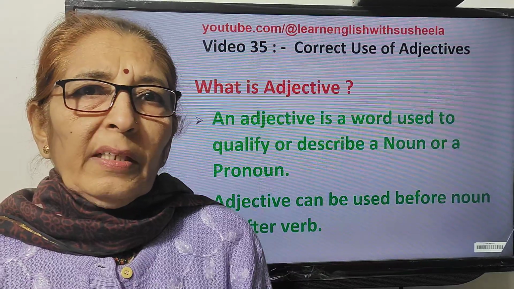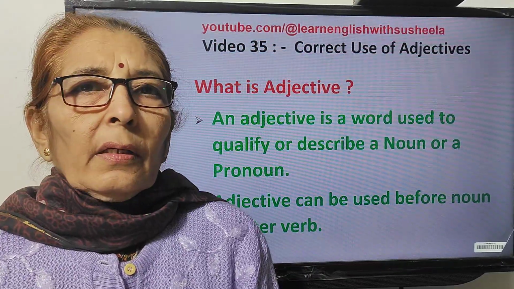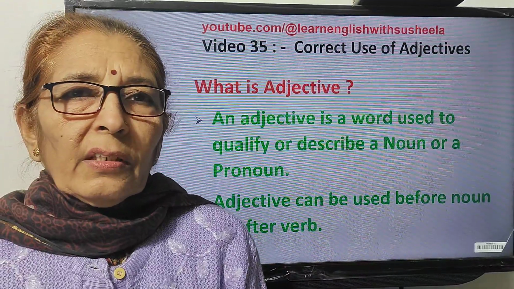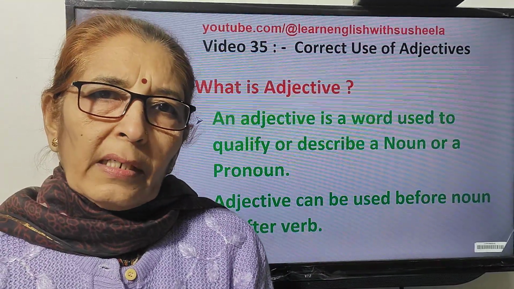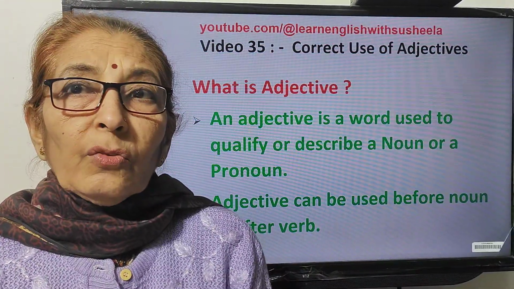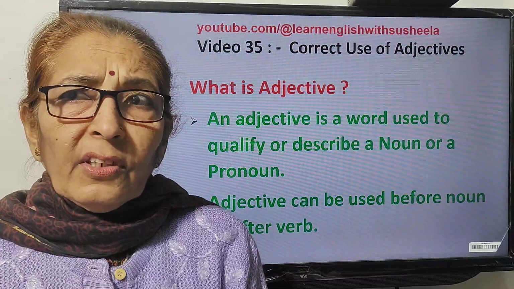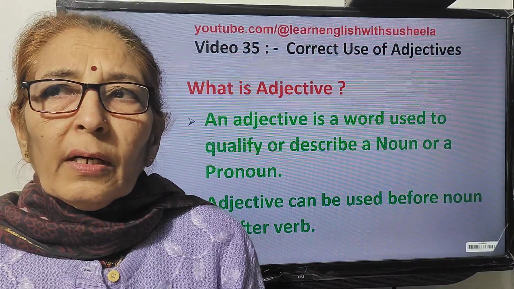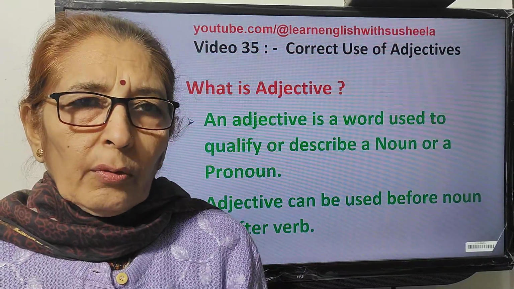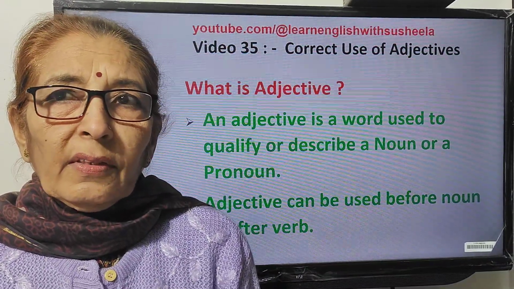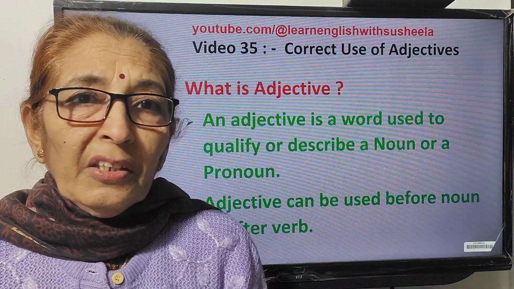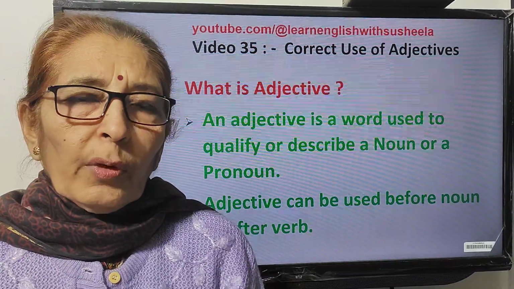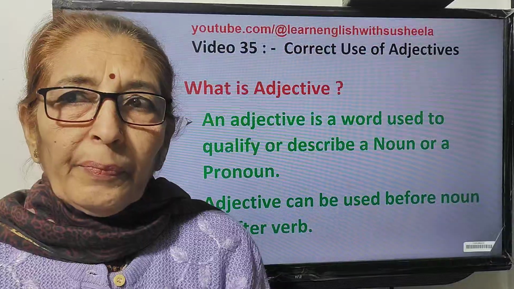Today, I'll explain what is adjective, kinds of adjective, formation of adjective, comparison of adjectives, and how to use them correctly. So the first question is, what is adjective? An adjective is a word used to qualify or describe a noun or a pronoun. In simple language, we can say adjectives means addition. They add to the noun or pronoun in a sentence.